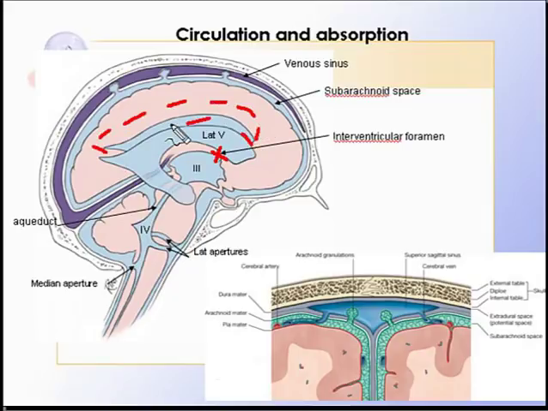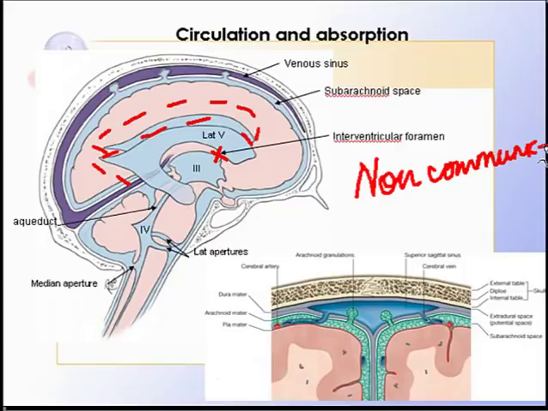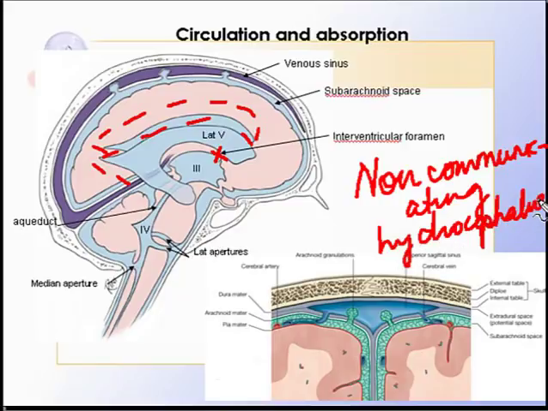And now, since this ventricle is not communicating with the rest of the ventricles, we call this a non-communicating type of hydrocephalus. So this condition, where there is an increased production of CSF or decreased absorption of CSF, or there is a problem in the circulation of the CSF, we call that condition hydrocephalus.